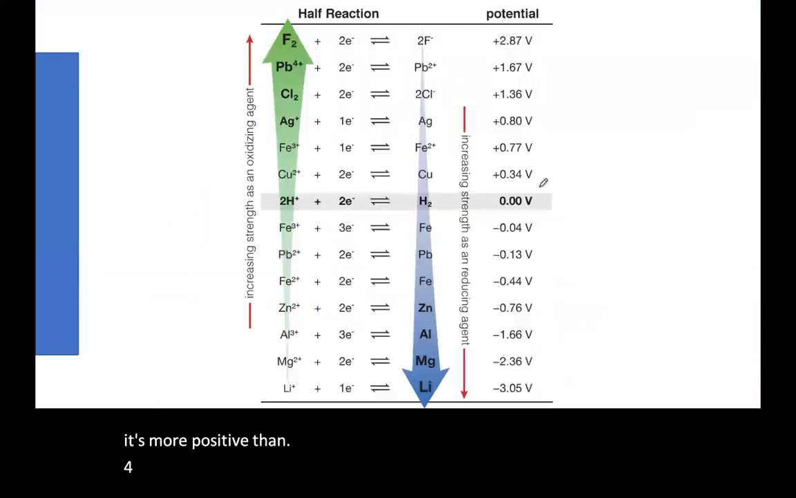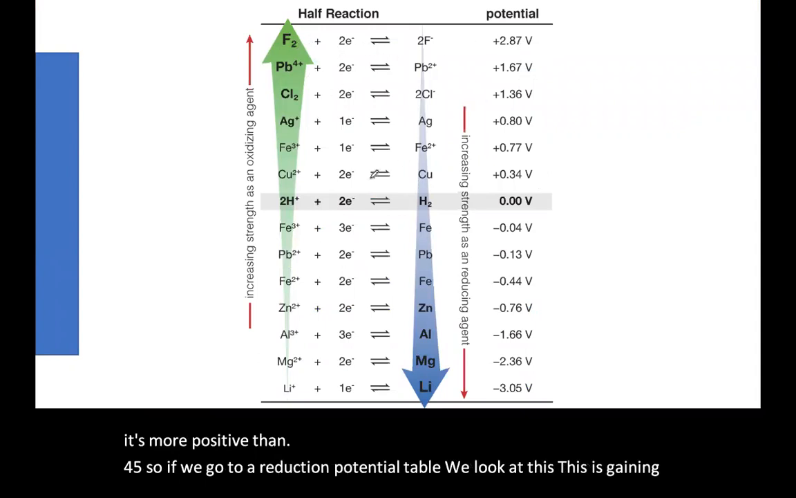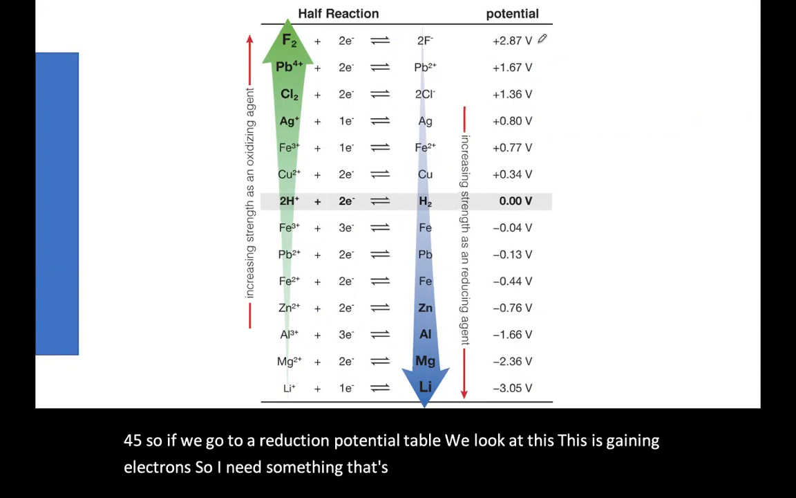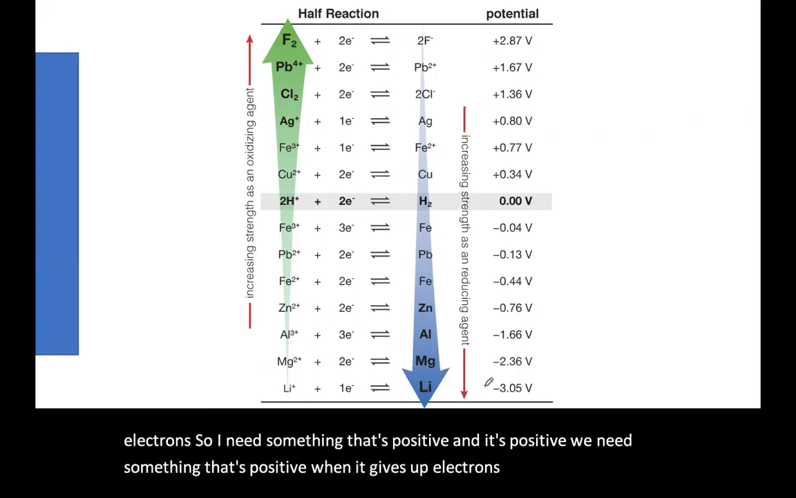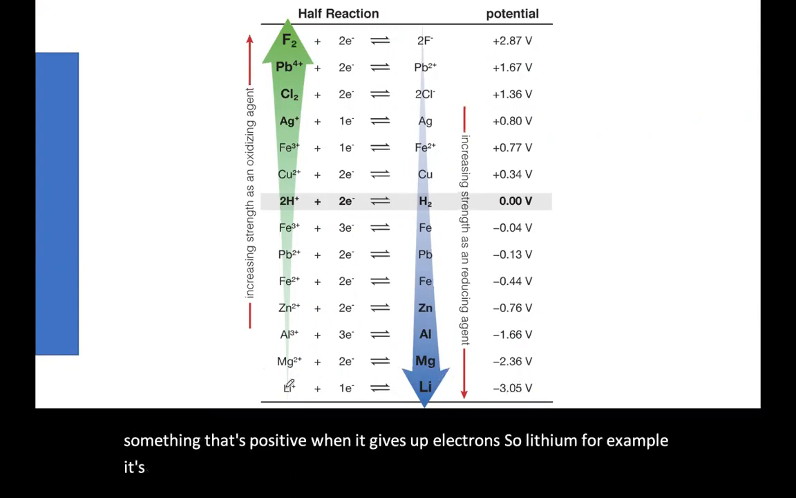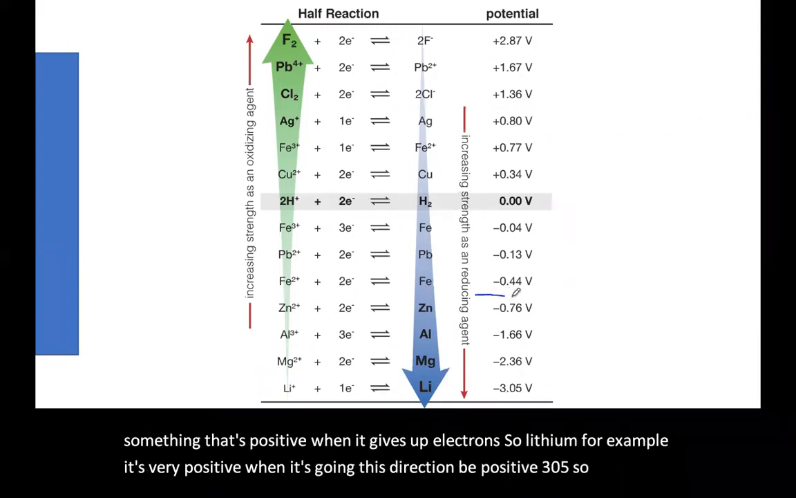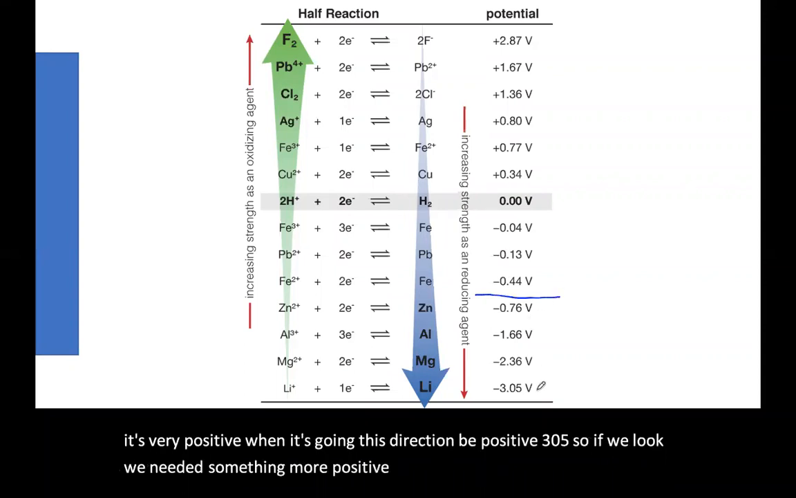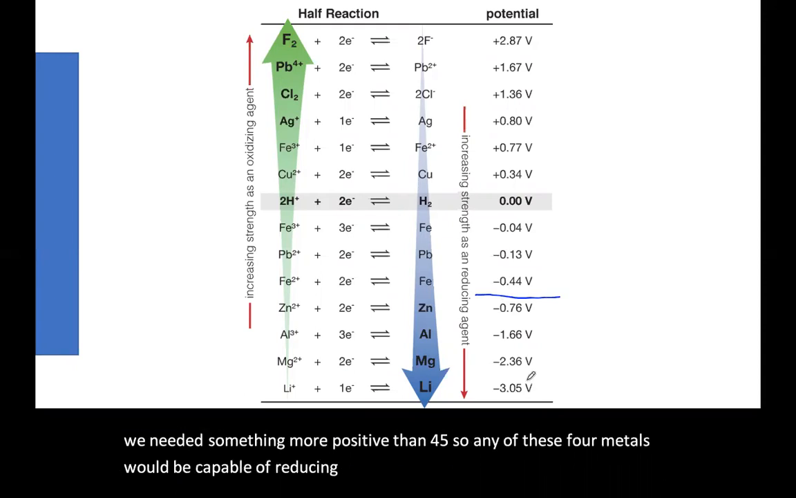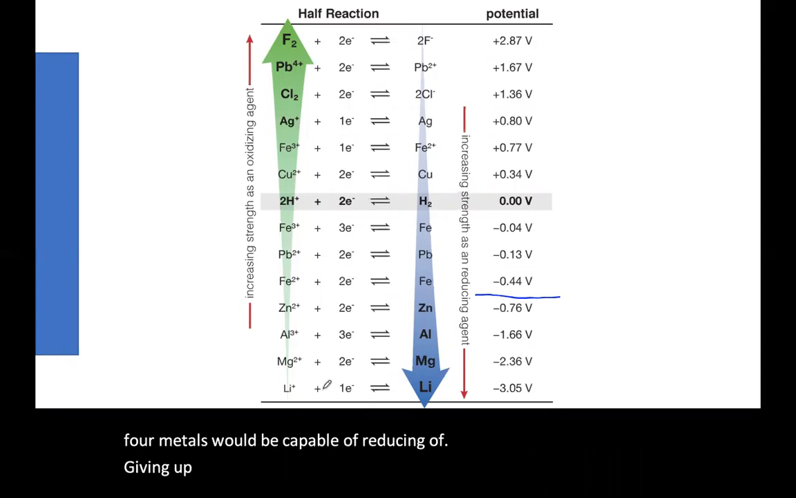So if we go to a reduction potential table, this is gaining electrons. So I need something that's positive when it gives up electrons. Lithium, for example, is very positive when it's going this direction, with positive 3.05. We needed something more positive than 0.45, so any of these four metals would be capable of giving up an electron and adding that electron to the oxygen, reducing the oxygen, oxidizing the metal.